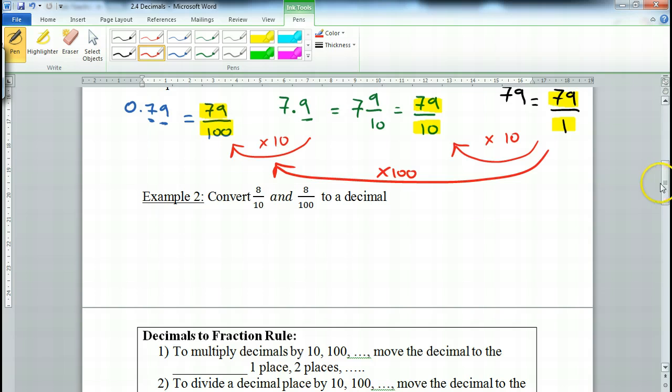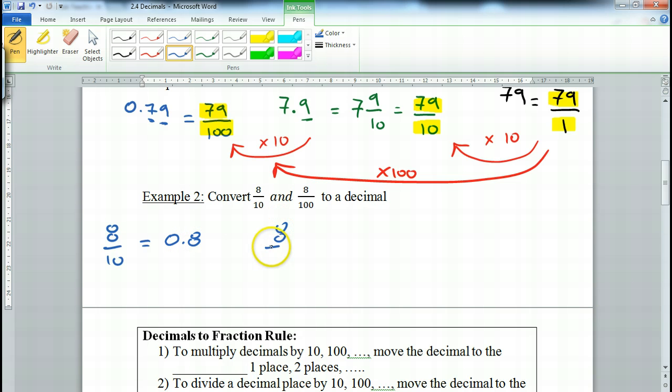Okay, now let's go on to example 2. Let's convert these fractions to decimals. Well, I have 8 over 10, and I look at my denominator, and the denominator is 10, so I'm dividing by 10, and the tenths corresponds to one decimal place, so this is going to equal 0.8.